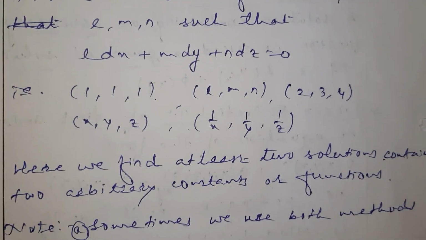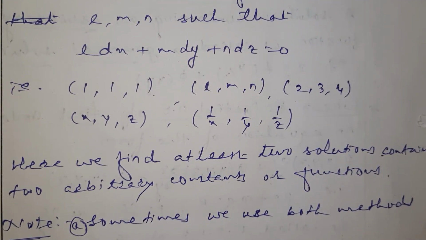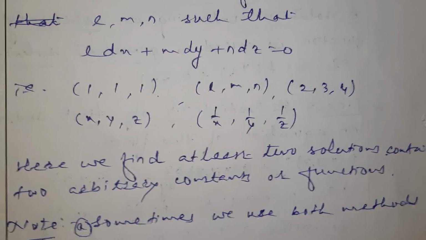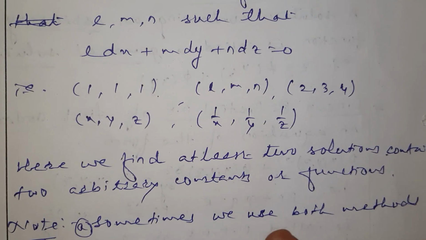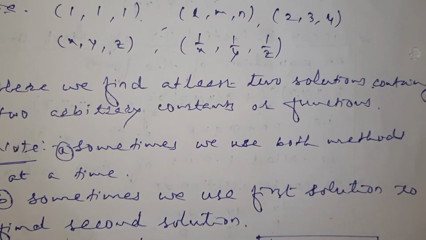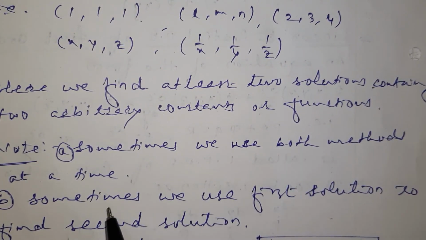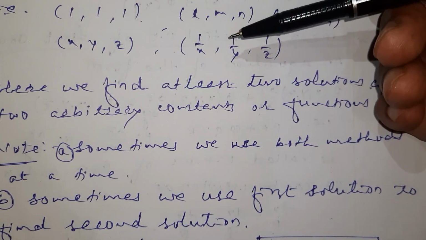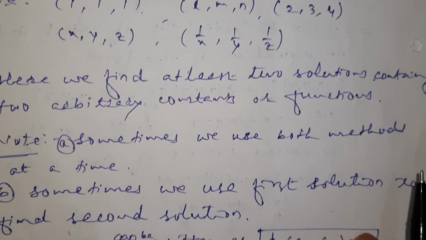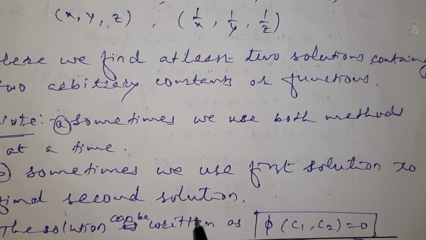And we want at least two solutions which contain arbitrary constants or arbitrary functions. So when we get those two solutions, we can write that arbitrary function. How? We will see. I am writing a few notes here for you to solve a problem. As I explained, sometimes we have to use both methods at a time. If the first method is not applicable, then we use the second method, but sometimes we use both methods. Then sometimes we use the first solution to find the second solution. I will show you this in a problem.